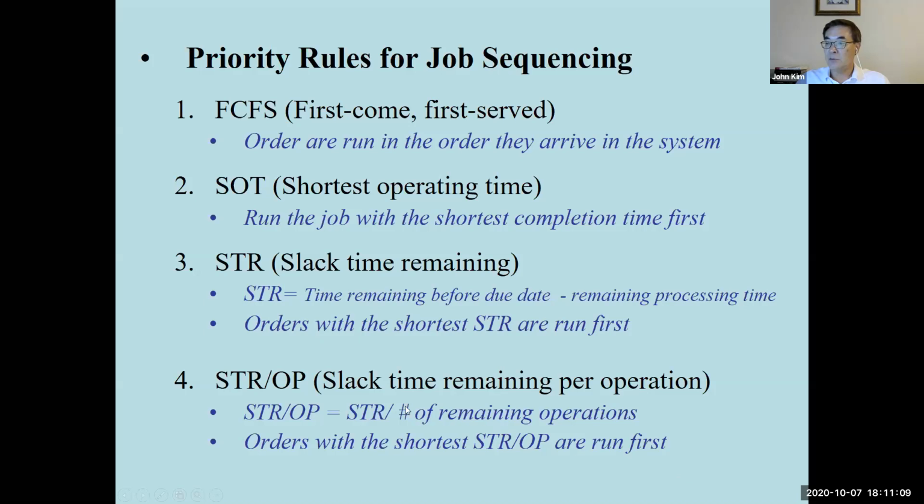And STL divided by OP, that is operation, the number of operations. So slack time of the job divided by the number of remaining operations. By this one, shortest first, and second and third.